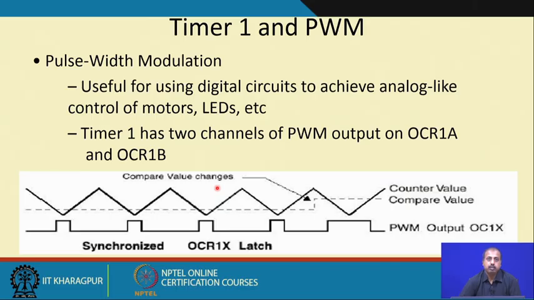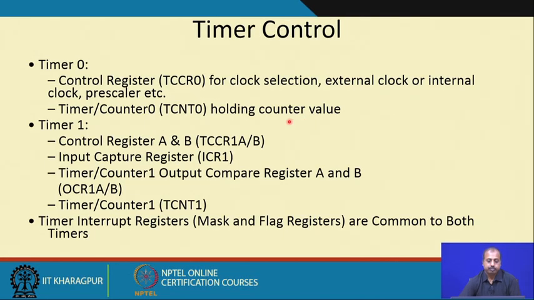It has got two channels of this pulse width modulation output on OCR 1A and OCR 1B. That is useful for many applications. This particular facility we do not have in other microcontrollers like, say, 8051.